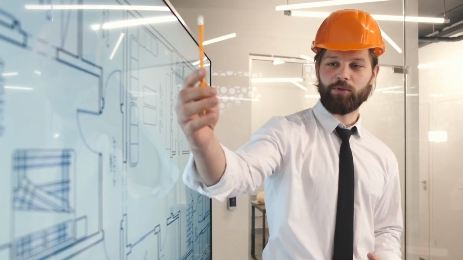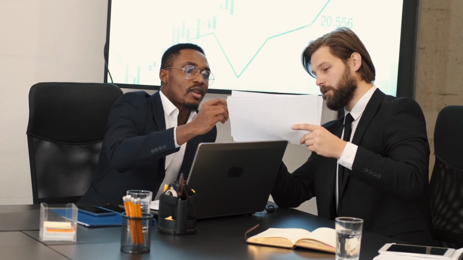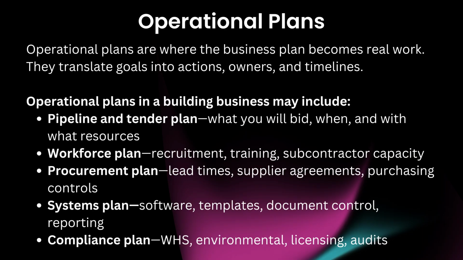In construction, strategy might say, we will grow in the townhouse and small commercial market. The business plan then includes resources, marketing approach, staffing plan, financial forecasts, and compliance systems. Operational plans then drive tender schedules, training plans, subcontractor engagement timing, and project delivery controls. Operational plans. Operational plans are where the business plan becomes real work. They translate goals into actions, owners, and timelines.